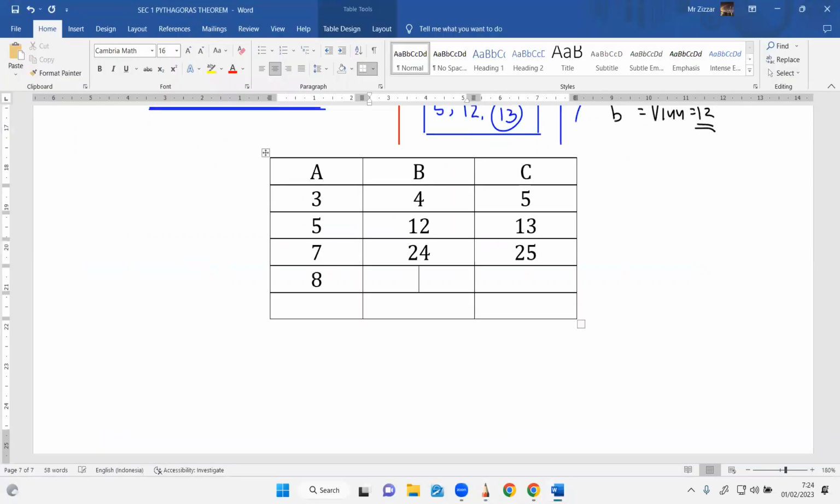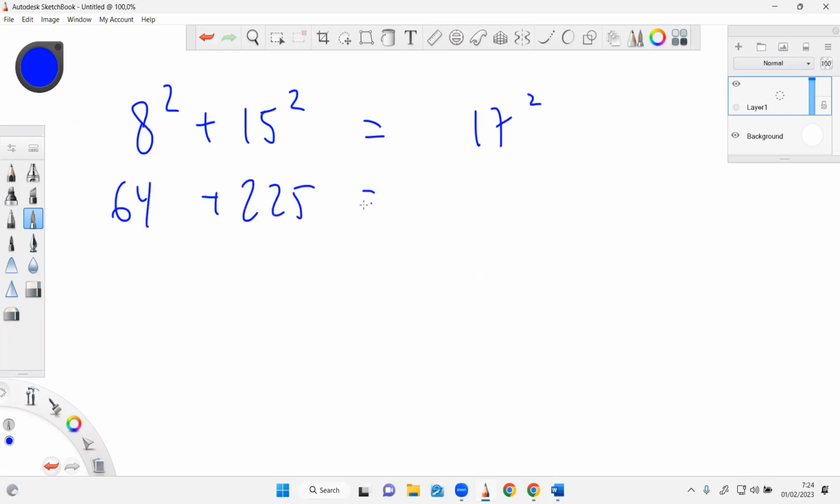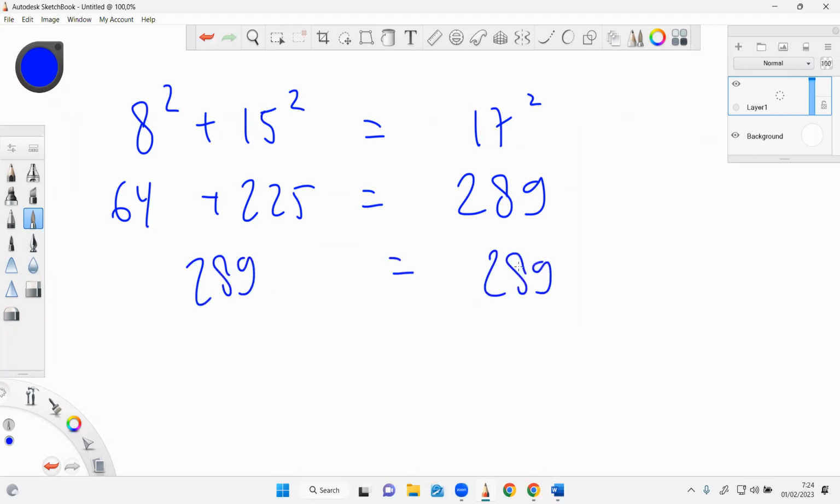8, 15, 17. Check. Is 8, 15, 17 a Pythagorean triple? 8, 15, 17. Is it the same? 64, 225, 289, same, right? So this is 289 equals 289. So it follows the Pythagorean triple rule.